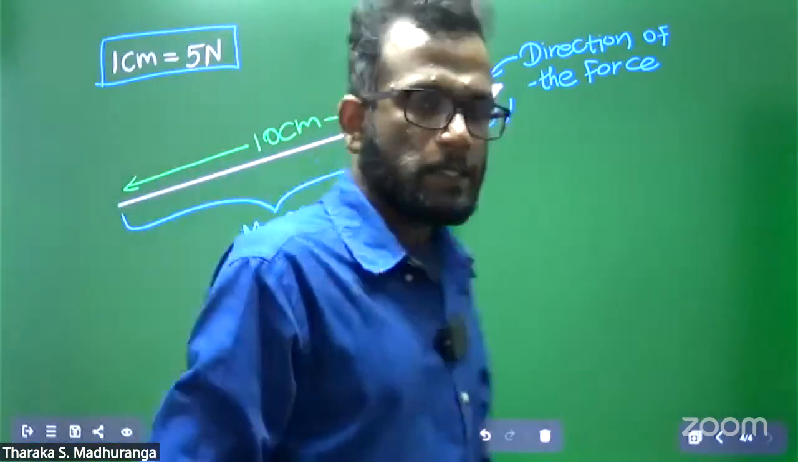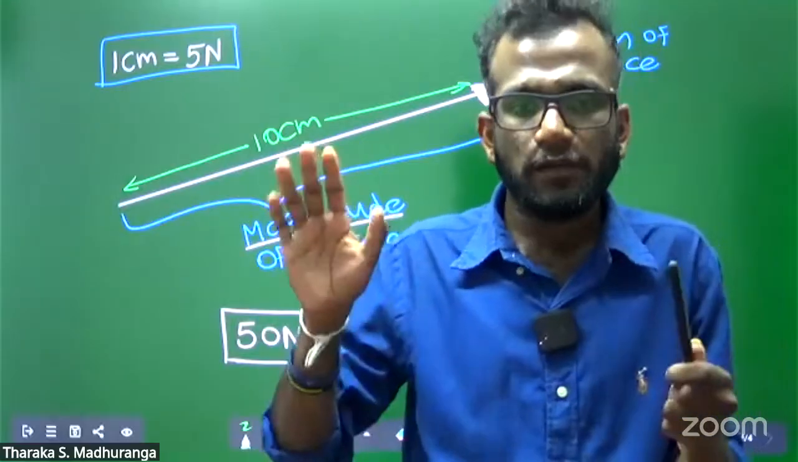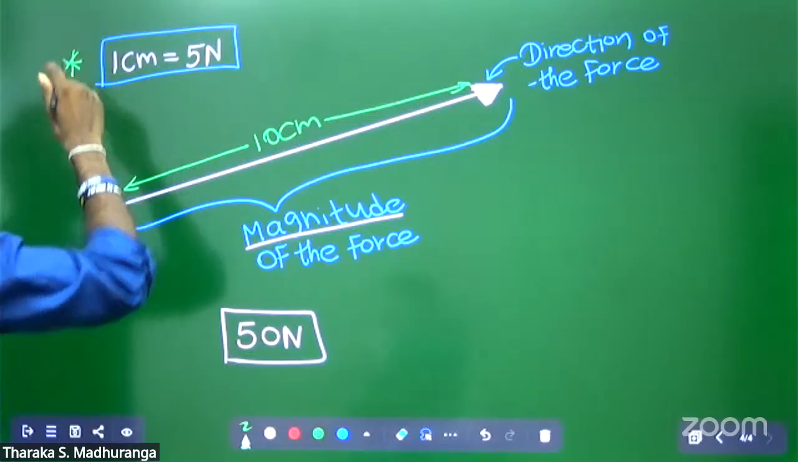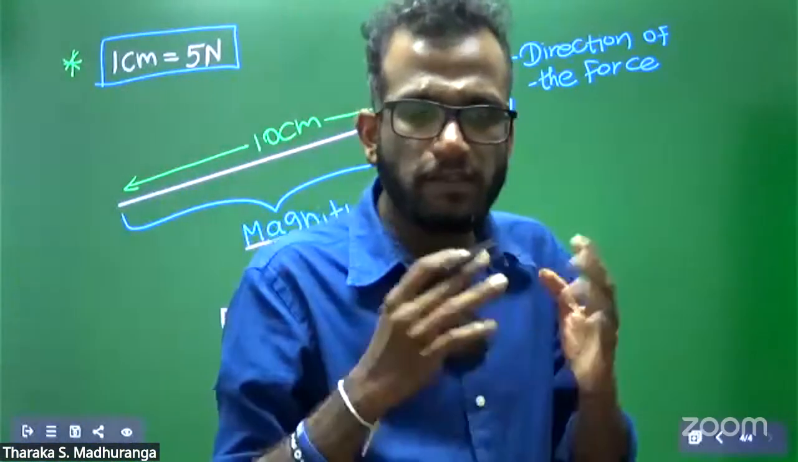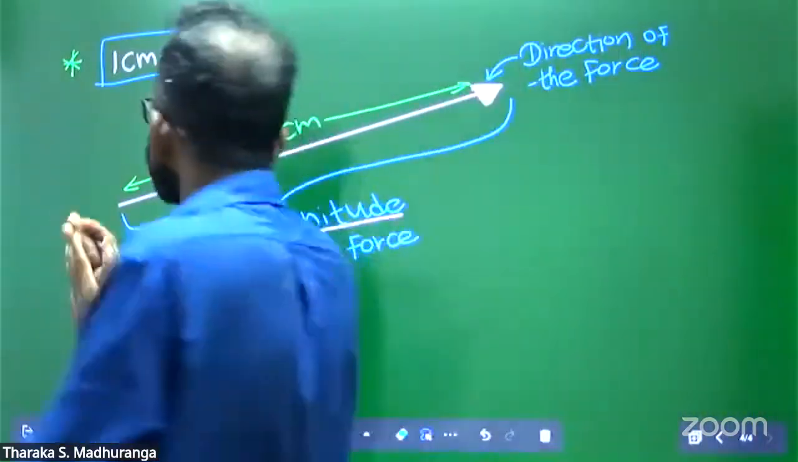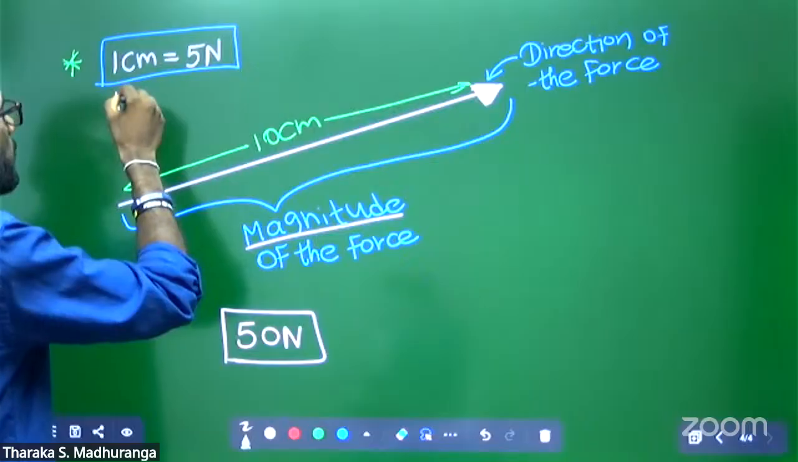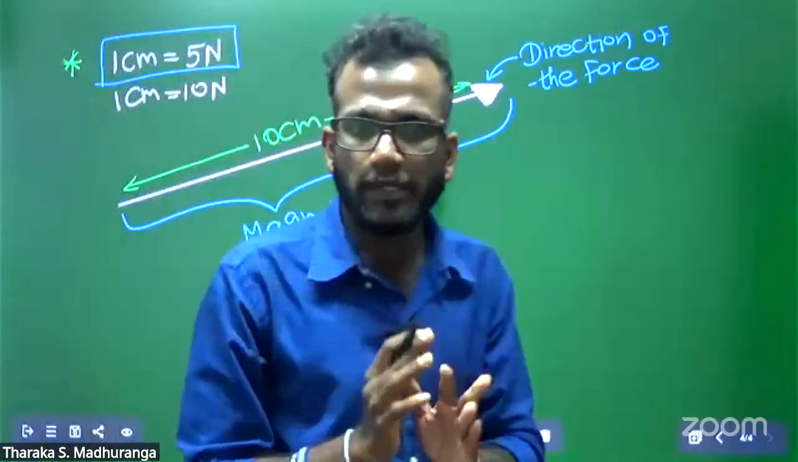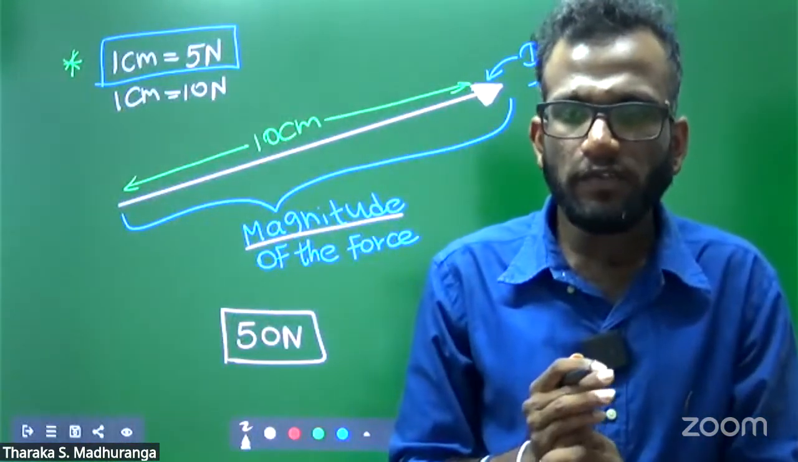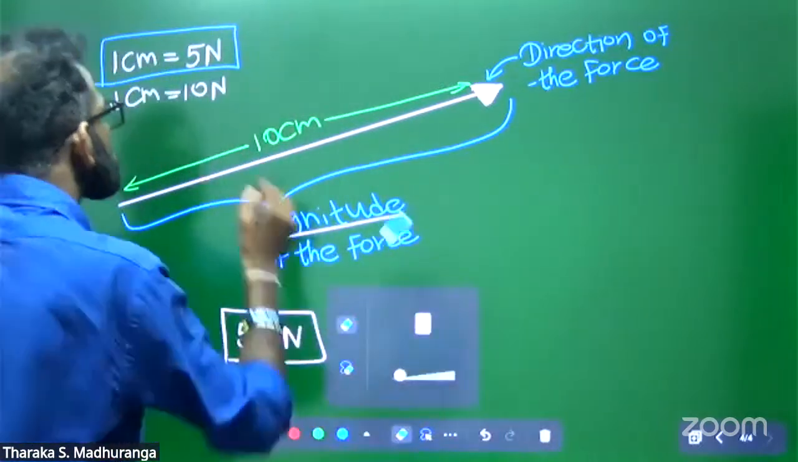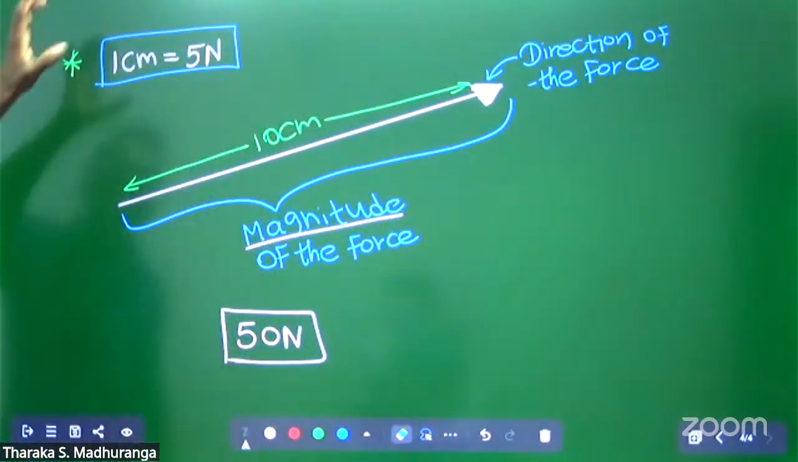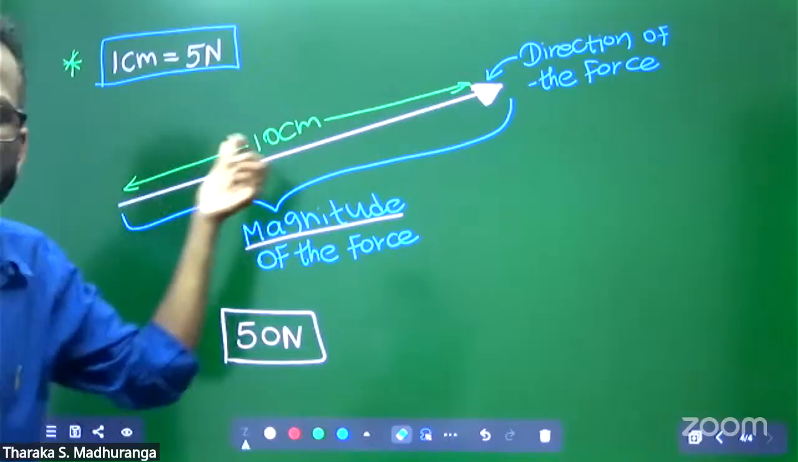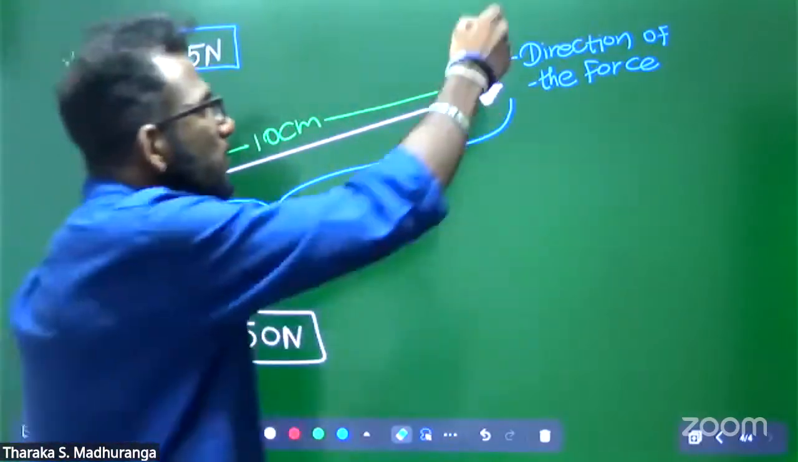1 centimeter expressing 5 Newton is not the fixed scale. The scale is according to our requirement. If I take 1 centimeter equal to 10 Newton, then my arrow length should be 5 centimeter. But now the scale is 1 centimeter equal to 5 Newton, so my length of the arrow should be 10 centimeter. This is the force direction.